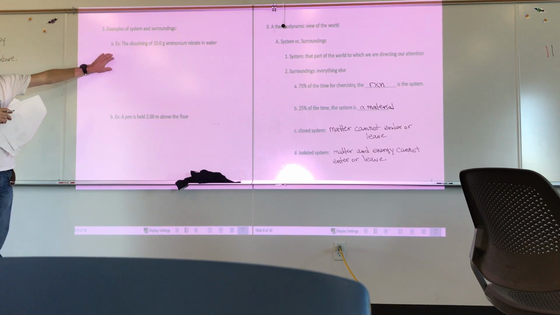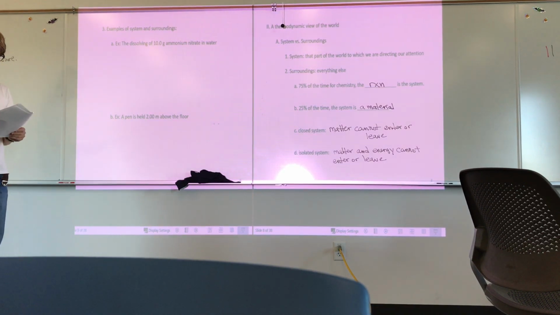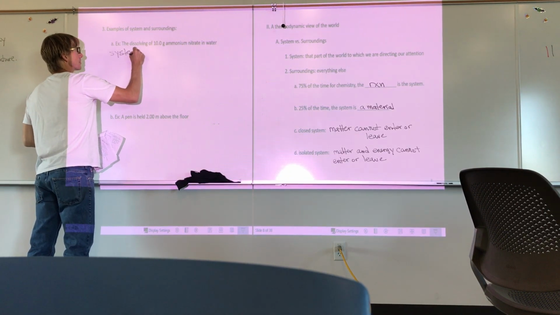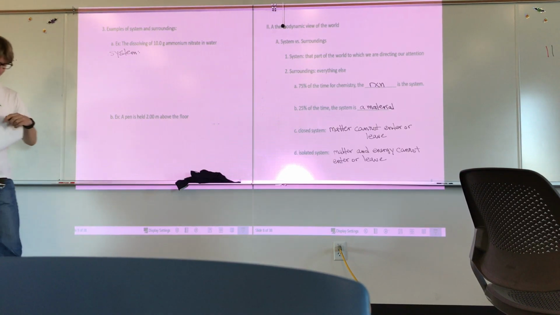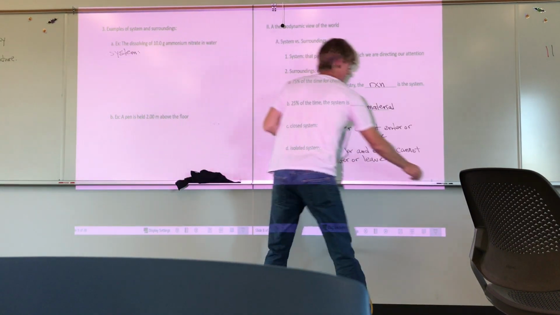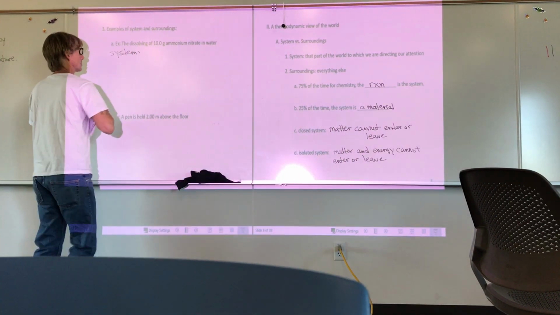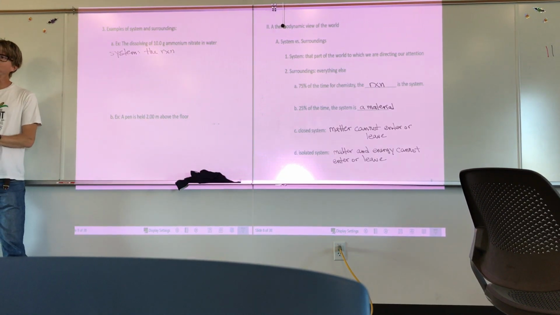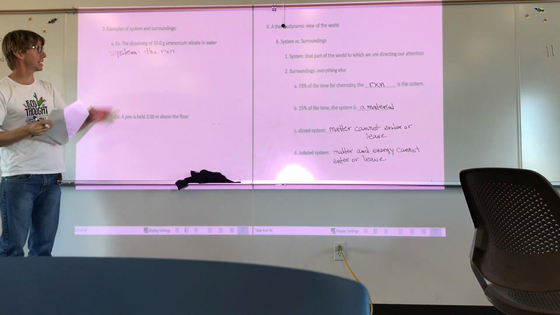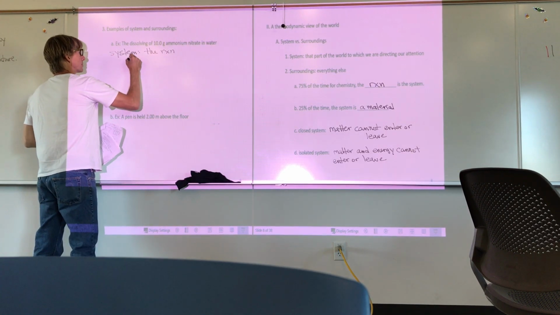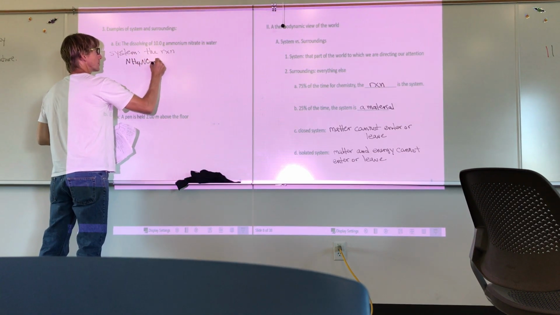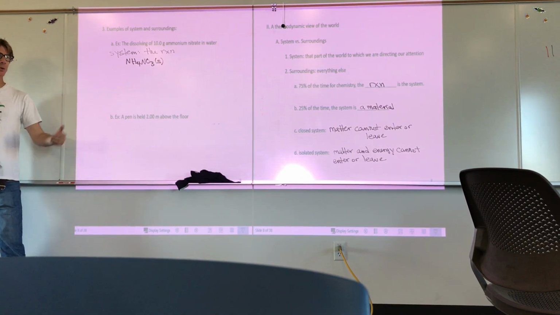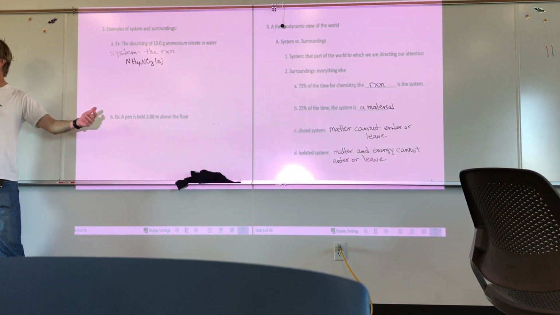Examples of system and surroundings: the dissolving of 10 grams of ammonium nitrate in water. The system will be the reaction. And it's a dissolving reaction. We've written dissolving reactions. Take whatever's dissolving, in this case ammonium nitrate. Put it in the solid phase, or whatever phase you think it is on the reactant side. The product side will be aqueous species.